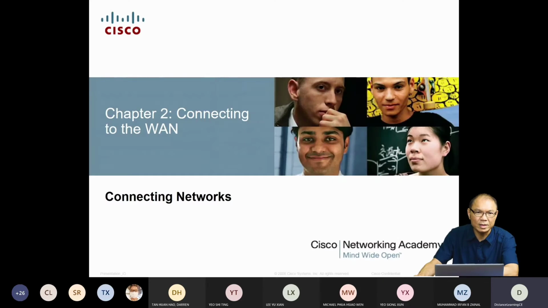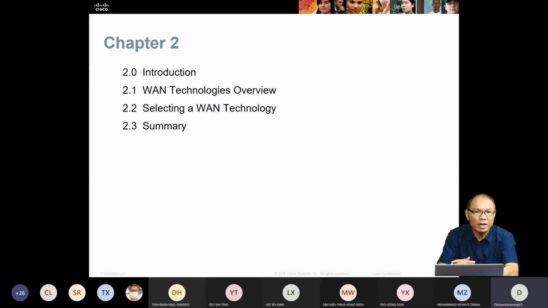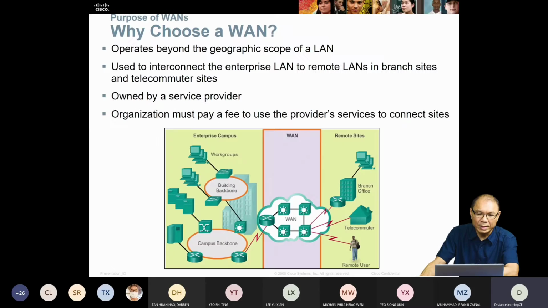Now the next portion we're going to go through is about the wide area network. This is chapter 2. Let's go through what we're going to cover today: what wide area network technologies are available today, and how to select a typical wide area network technology. These are the only two things we're going to cover for this lesson. Right, let's go through the concept about wide area networks.